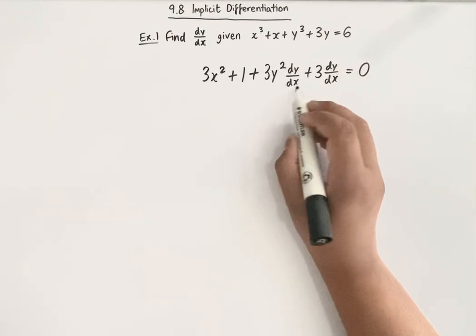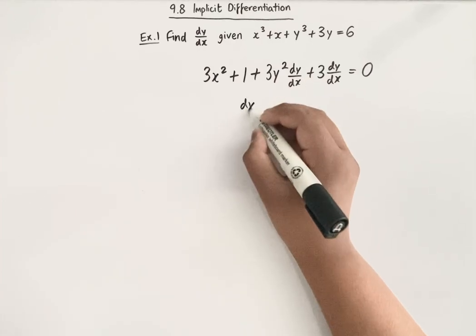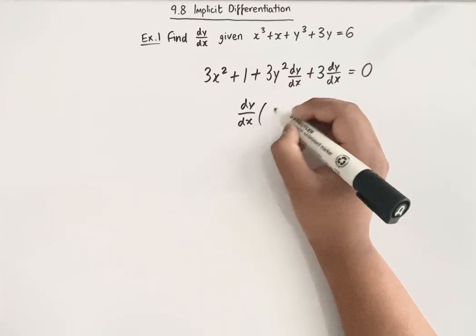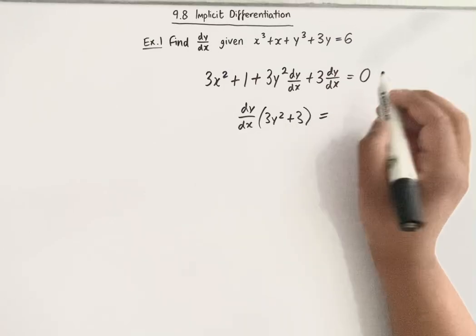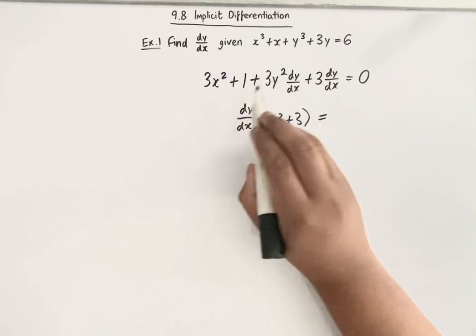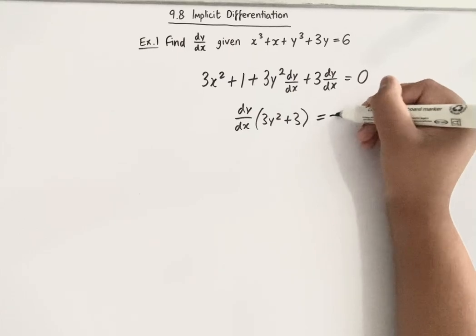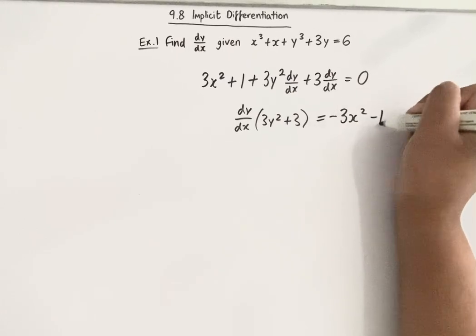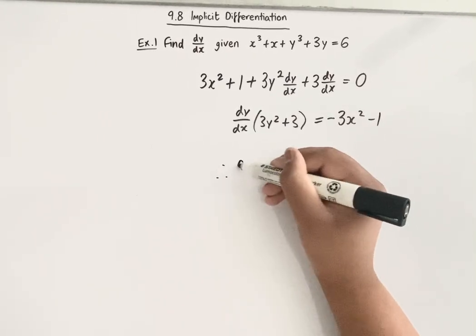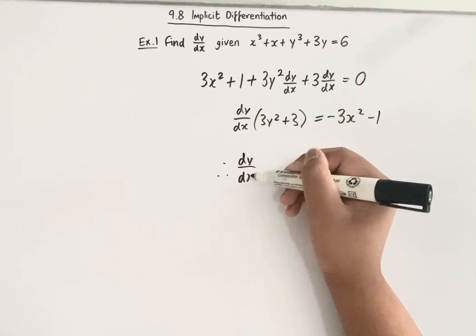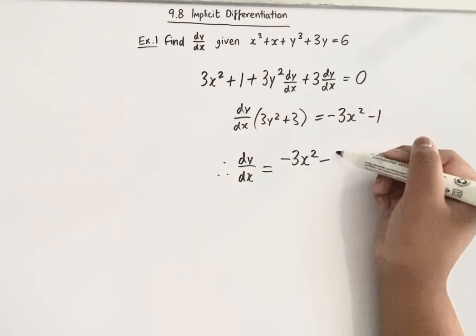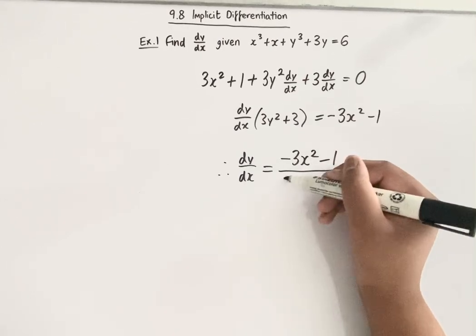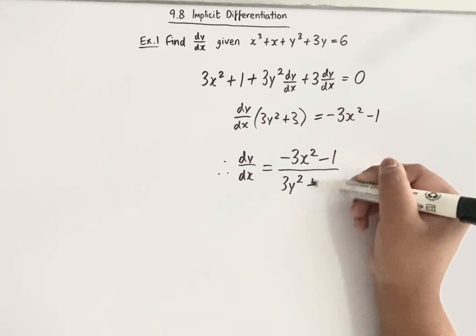Now we can factor out the dy over dx to get 3y squared plus 3, and if we bring the 3x squared plus 1 to the other side, it is equal to minus 3x squared minus 1. And so therefore, dy over dx will be equal to minus 3x squared minus 1 over 3y squared plus 3.